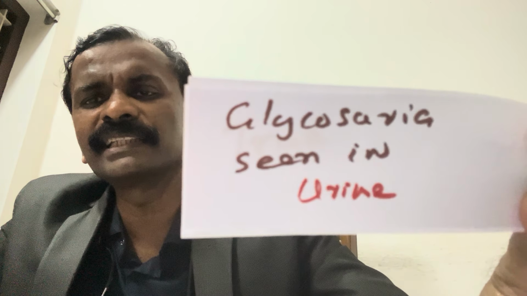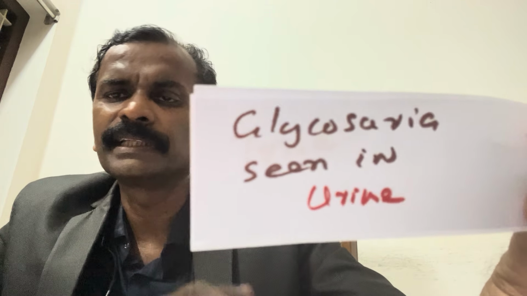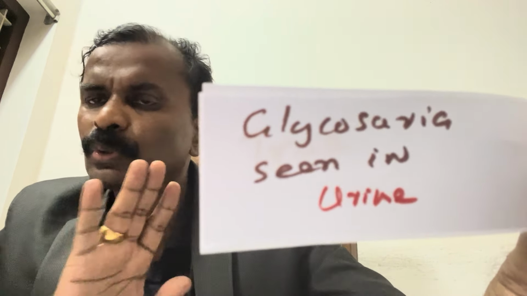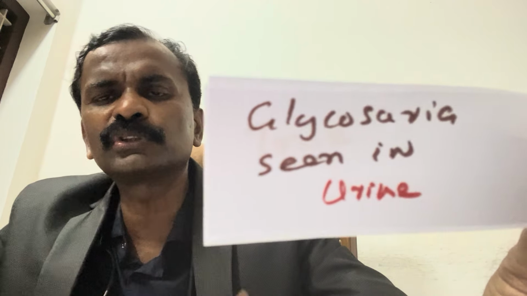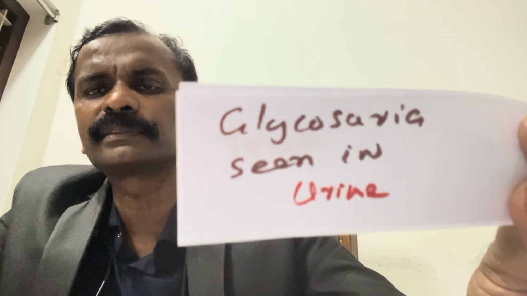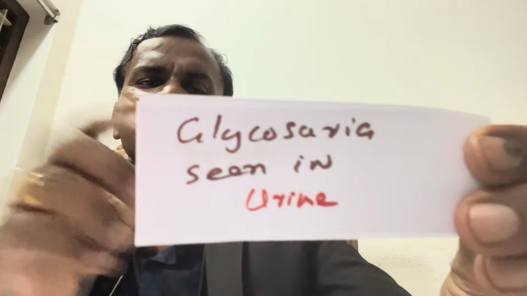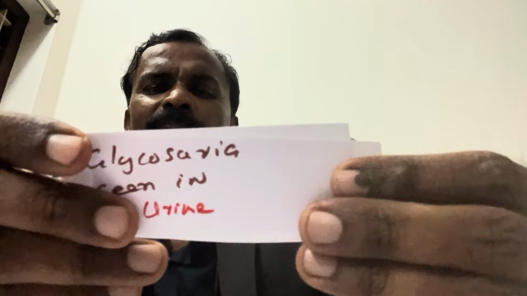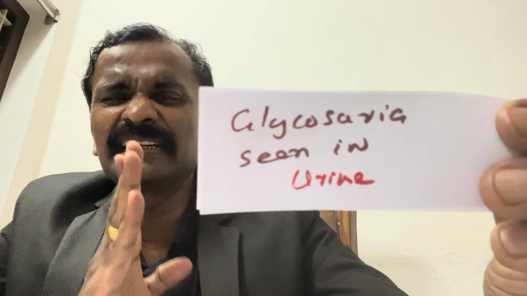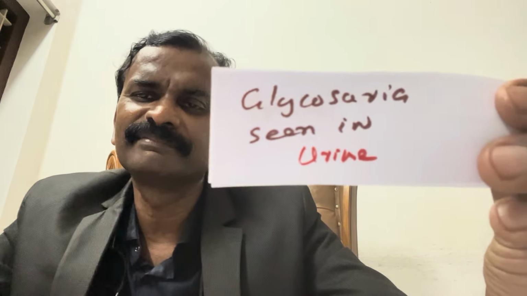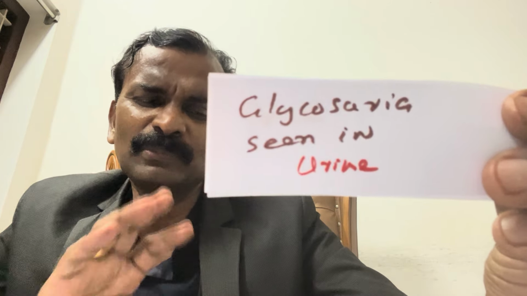Okay. Glycosuria is seen in urine. True or false? Yes, true. So glycosuria is seen in which disease? Standard MCQ, match the following. Diabetes mellitus. Both are diabetes mellitus. So glycosuria, diabetes mellitus. Ketone bodies, diabetes mellitus. Okay.